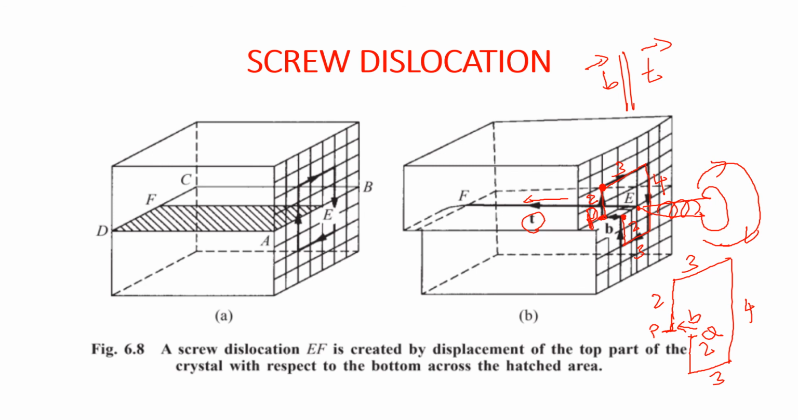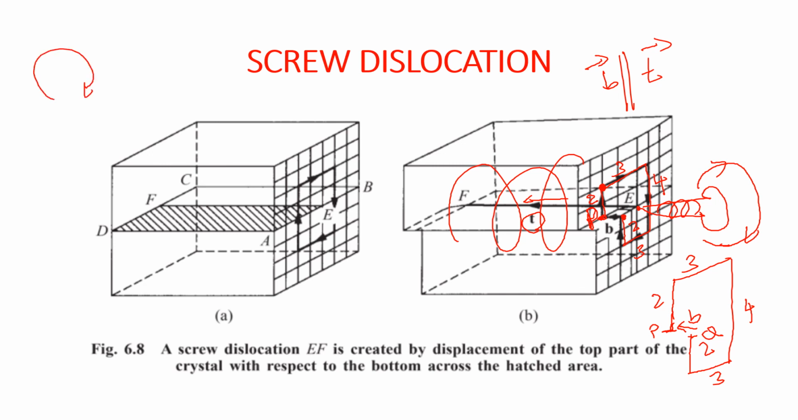And you can compare this to a spiral staircase whose central pillar coincides with the dislocation line. It is like this, right? It's like a spiral staircase. The screw dislocations are symbolically represented in two ways.